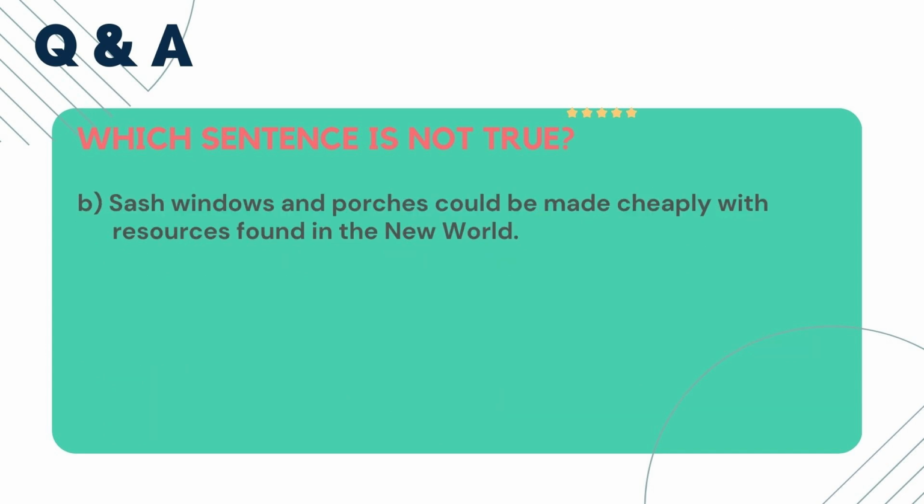The answer is B. It's not true that sash windows and porches could be made cheaply with resources found in the New World. Next one.